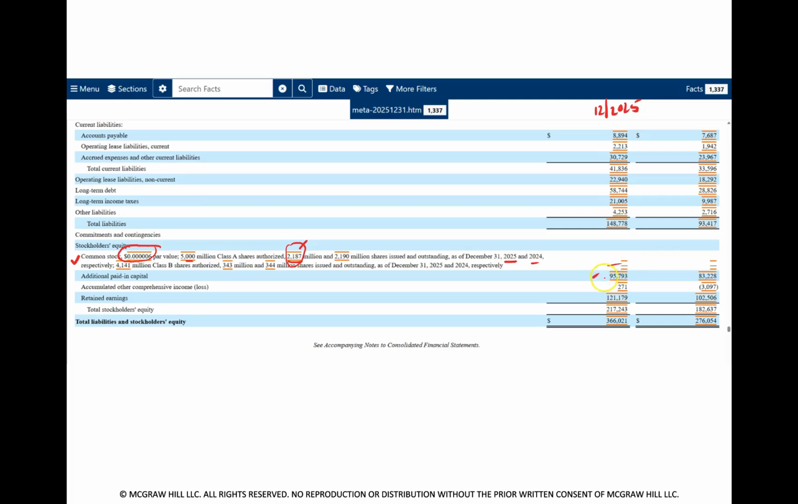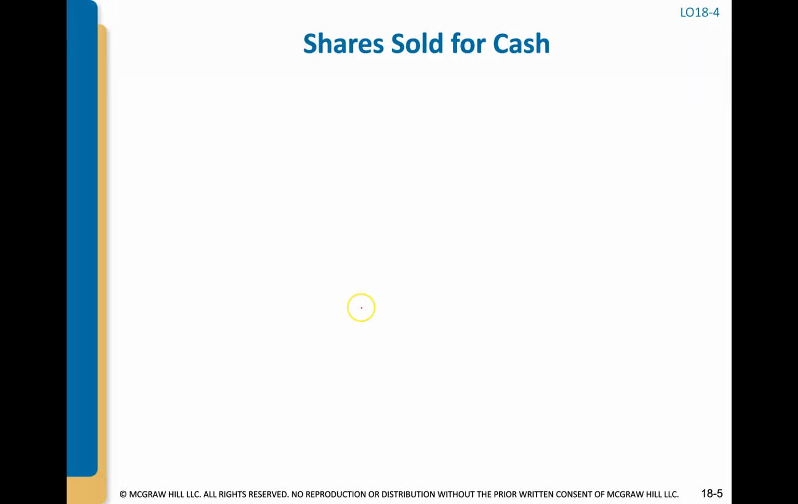The remaining portion, when they do record a sale of stock, goes to additional paid-in capital. I just want to show you how nominal a value the par value can be, and it really is absolutely not the market value of a stock.